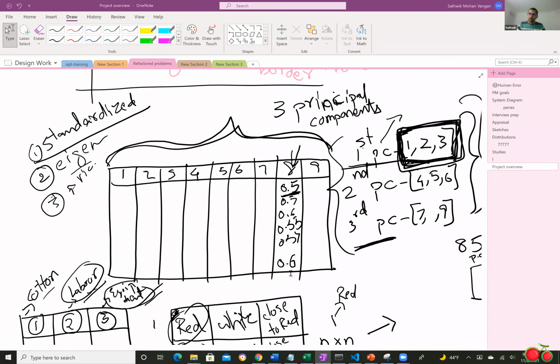right? Low variance column. Susan, are you following so far? Yeah. Right. Okay. So just now in your box plot, you've seen that gas or something was very low, right?